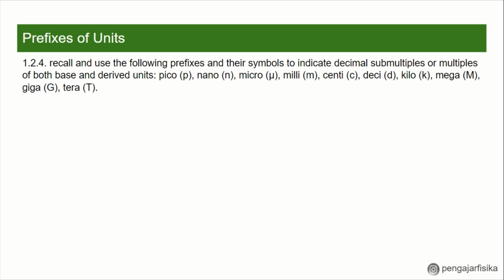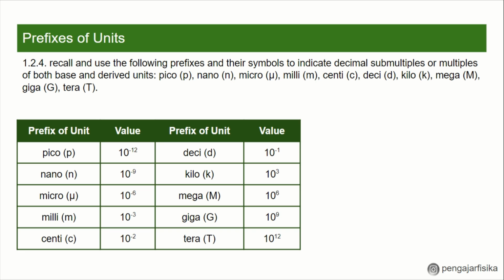The fourth learning objective is recall and use the following prefixes and their symbols to indicate decimal submultiples or multiples of both base and derived units: pico, nano, micro, milli, centi, deci, kilo, mega, giga, and tera. SI prefixes are incredibly useful for expressing both very large and very small quantities. These prefixes, such as milli for 10 to the power of negative 3 and tera for 10 to the power of 12, help us communicate measurements more conveniently.